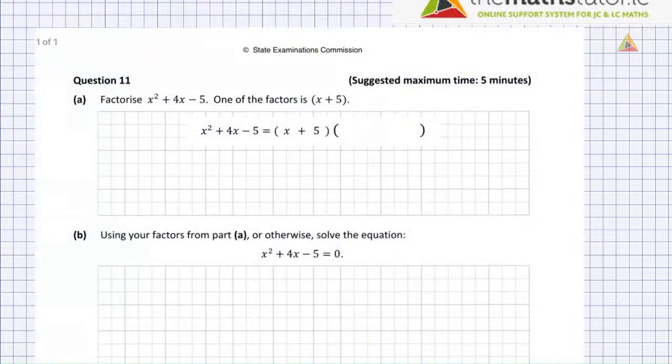Okay, so we're going to go through some exam questions now. I've pulled a question from 2017. So this is 2017 paper 1. And this is question 11 from that paper. So let's have a look at the question.